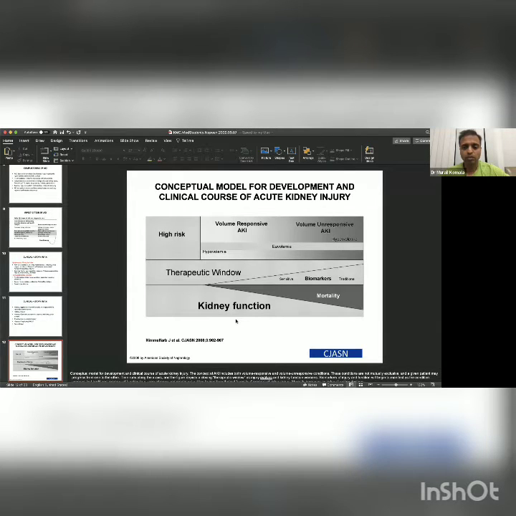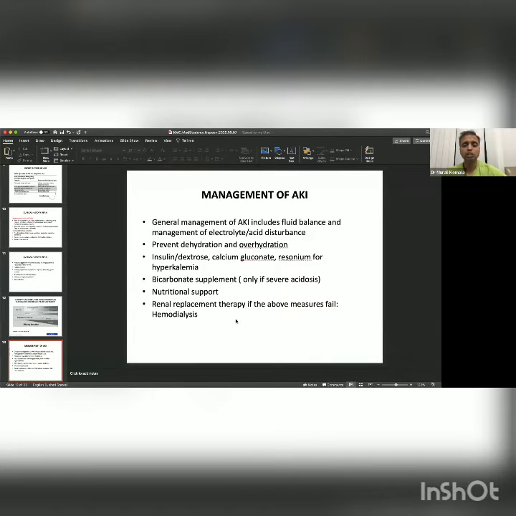Don't have to worry about this. So the management of acute kidney injury is, again, the same thing. You have to maintain fluid balance, because if they are fluid overloaded, you're looking at dialysis. And if they are dehydrated, you will not recover unless you give them enough fluid. The kidneys won't recover. And you also have to manage the electrolyte and acid-base disturbance that we discussed before. So we have to prevent dehydration and overhydration.